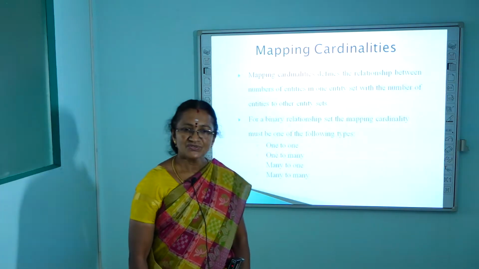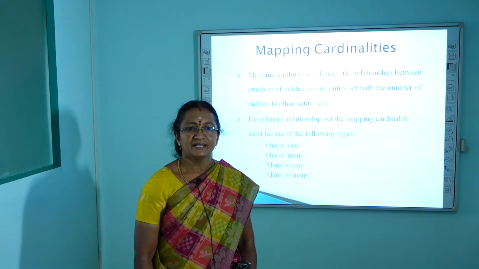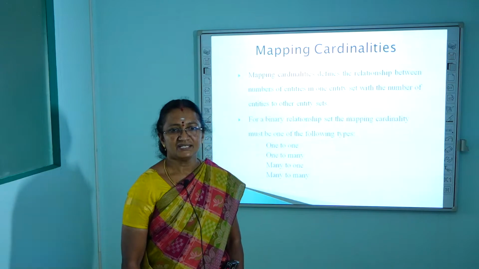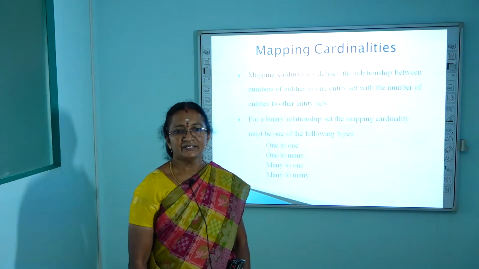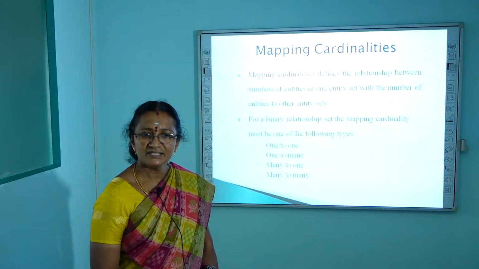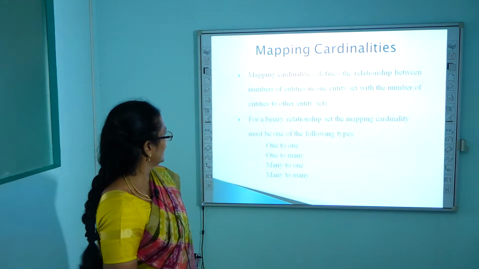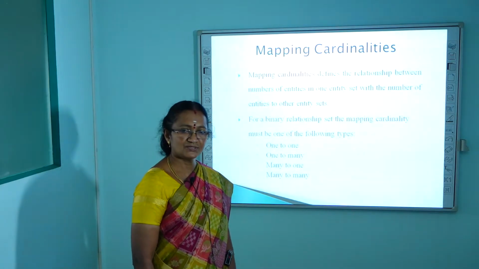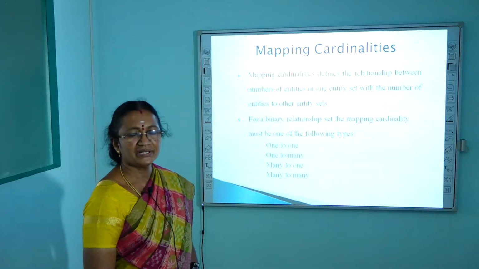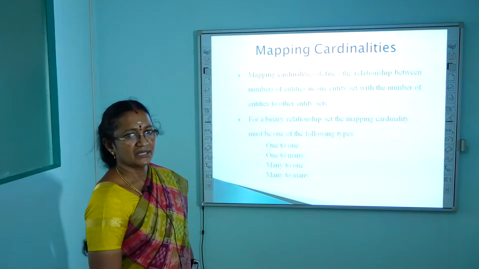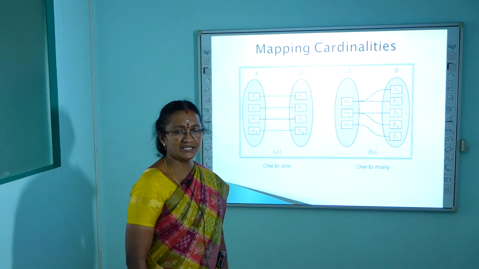Then we are going to see about mapping cardinalities. Mapping cardinalities means a relationship between the entities. An application can have a number of entities. With the help of mapping cardinalities, we can relate one entity with another. There are 4 different types of association cardinalities: one to one, one to many, many to one, and many to many cardinalities.